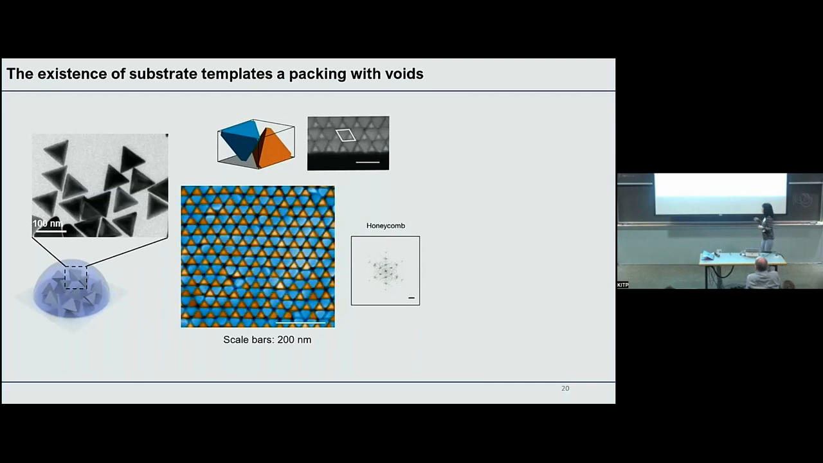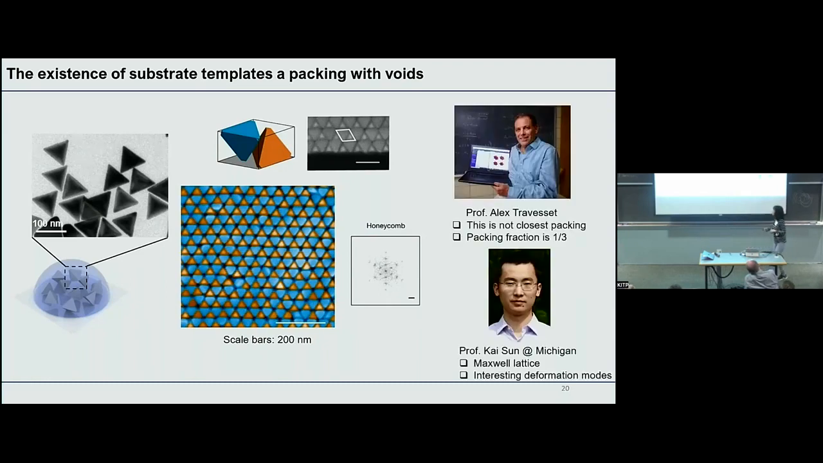So this is what you see here. This is what we get outside TEM. And then Alex was able to help us to look into the structure to show this is indeed a structure with a lot of voids. In fact, the packing density is as low as 1/3. And then our other collaborator, Kai, was able to show this open lattice, this porous structure, is actually a very interesting Maxwell lattice. It can have interesting deformation modes.